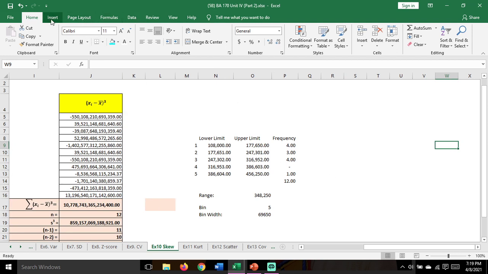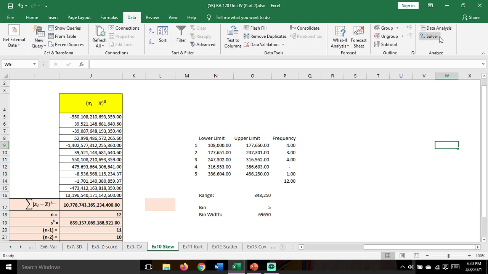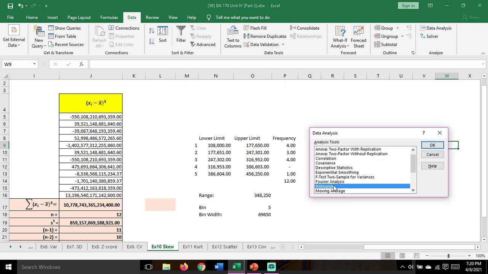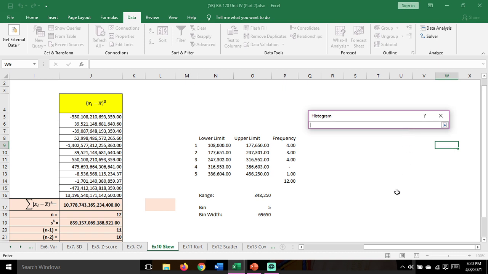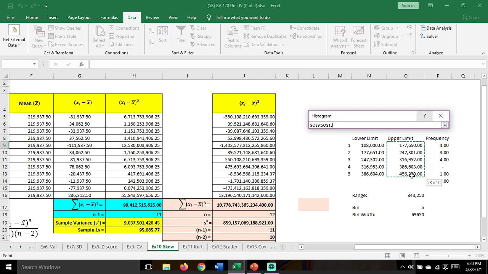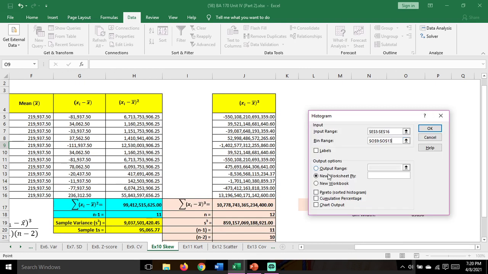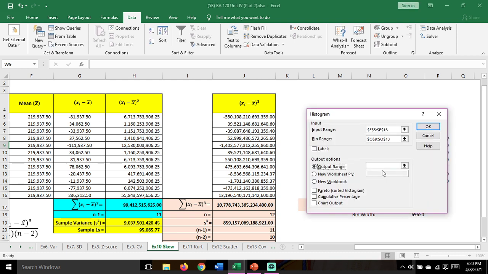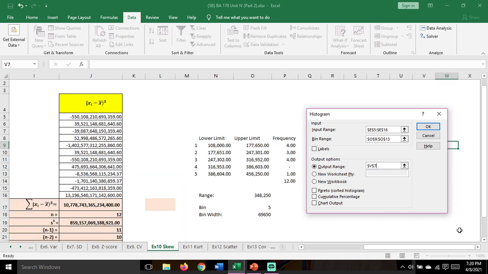Okay, now next we make our histogram. So, punta tayo dito sa data. I hope you still recall this. Data analysis. Okay. So, we create our histogram. So, ano yung input range natin? That will be your data range. Okay. And then, our bin range, yung upper limit ng bin. Okay. Next. So, walang label. So, maglalagay tayo ng output range. So, saan natin siya ilalagay? So, somewhere here. Dito sa part na to. Okay? So, dito.